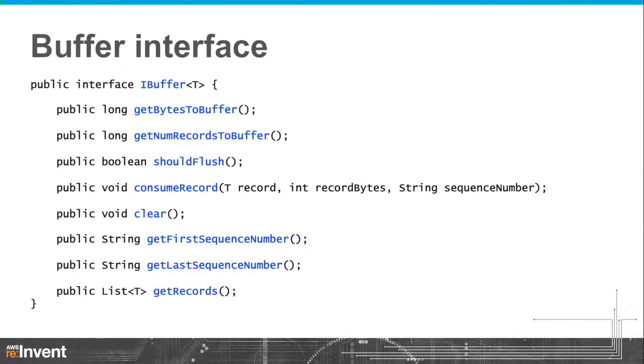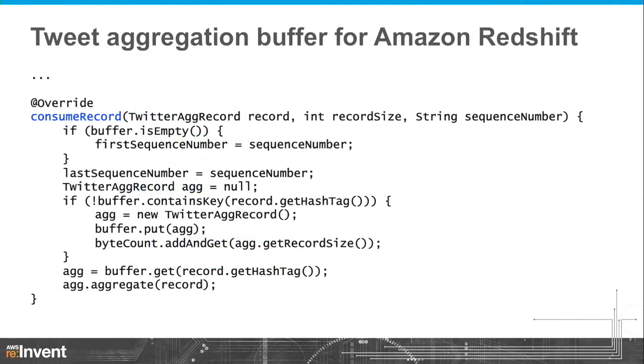Now, the buffer interface is more complicated. And really, the main one that's interesting is the consumeRecords call. Let's suppose we wanted to do that aggregation up to Redshift that I mentioned. Well, one way I could do it is define a consumeRecords method that I'm going to subtype that takes in a Twitter aggregation record. So this would not be the record that I got from my stream. This would be an aggregation record. And I simply then take the aggregation records and aggregate them together until I output them. And those are going to get output.